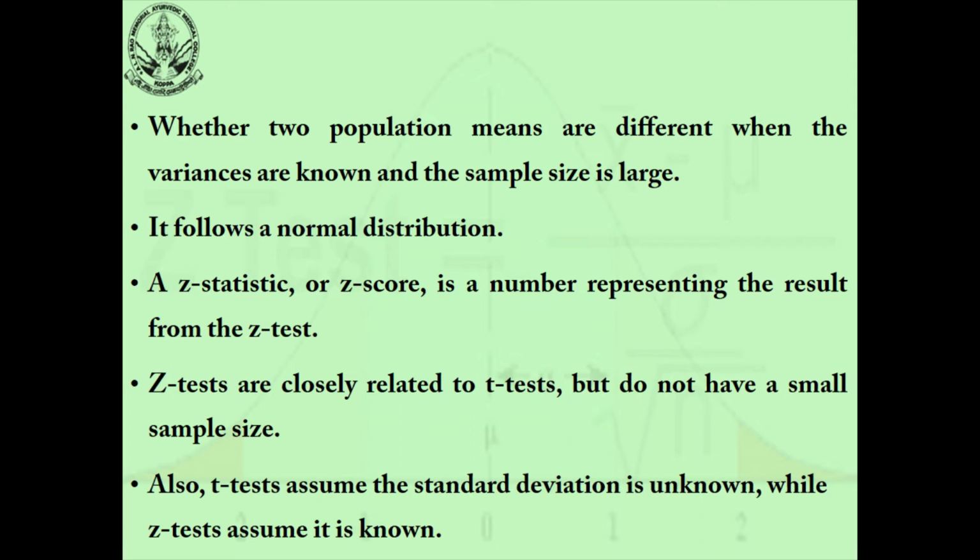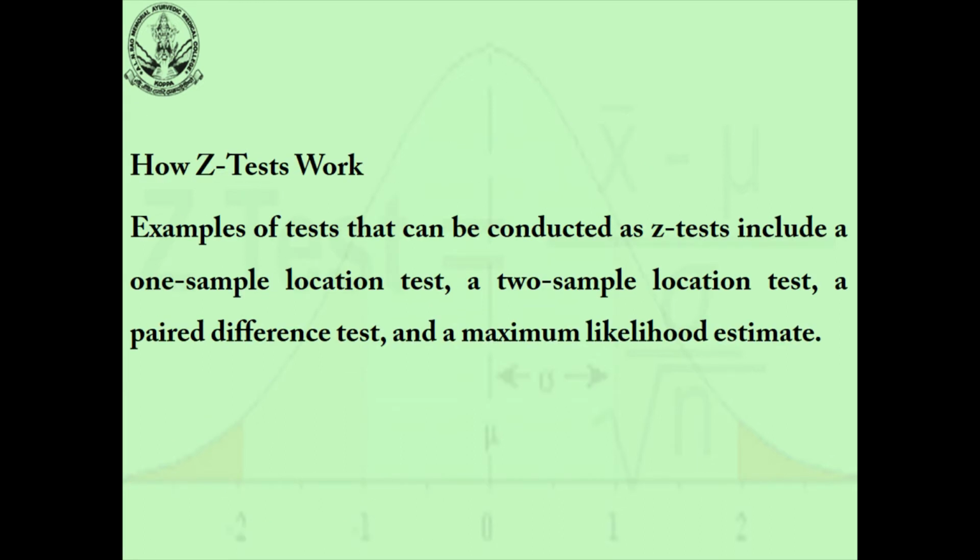Now we will see how exactly a G test works. Examples of tests that can be conducted as a G test include a sample location test, a two sample location test, a paired difference test, and a maximum likelihood estimation test. So these are the various types of tests we perform under G test. We will just see the one sample test and two sample tests of G test.